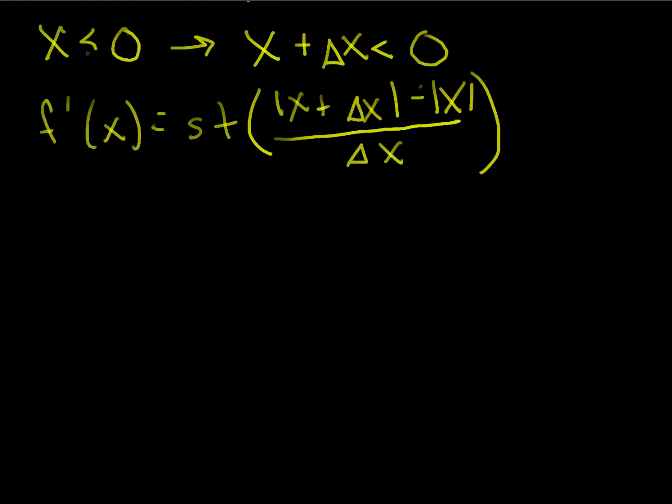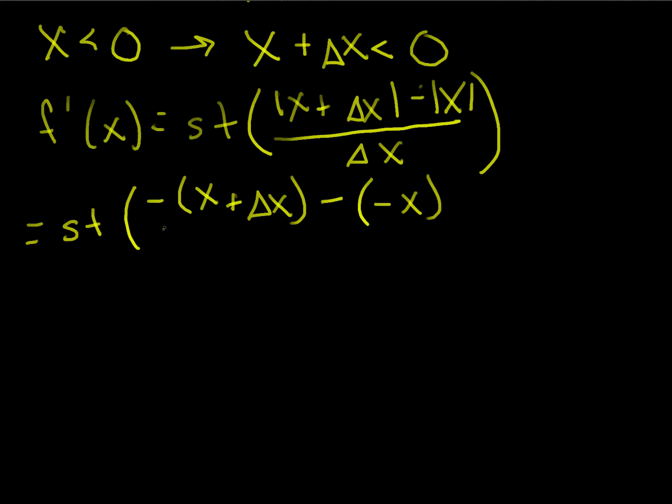But now everything inside is negative, right? X is negative, so we're going to get a double negative here. X plus delta x is negative, so we'll get a negative there. So this becomes the standard part of negative x plus delta x minus negative x all over delta x.